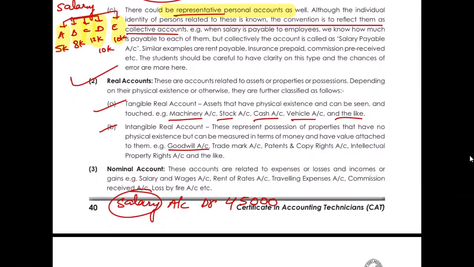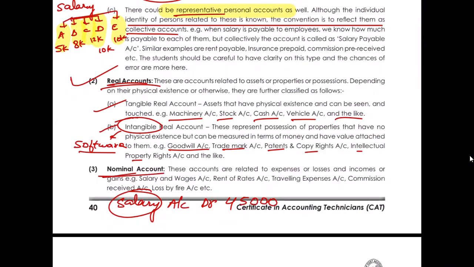But that is an intangible item. Goodwill cannot be seen, but it is there. So we have the trademarks, patent, copyright. For simplicity, you can take an example of intangible as a software. If I have purchased a software, I got the license. That license cannot be seen or touched, but it is in the system. So that is called the real accounts. Those are the tangible or intangible accounts.